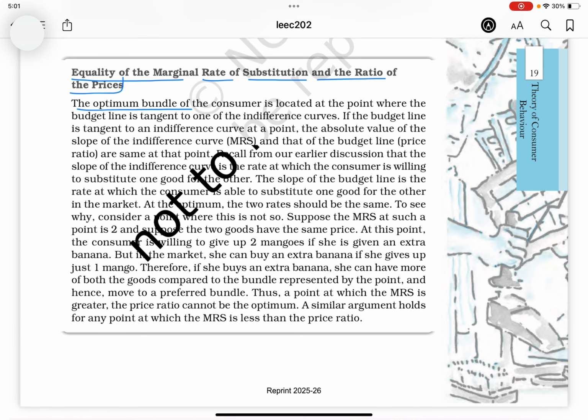The optimum bundle of the consumer is located at the point where the budget line is tangent to one of the indifference curves. If the budget line is tangent to an indifference curve at a point, the absolute value of the slope of the indifference curve (MRS) and that of the budget line (price ratio) are the same at the point.